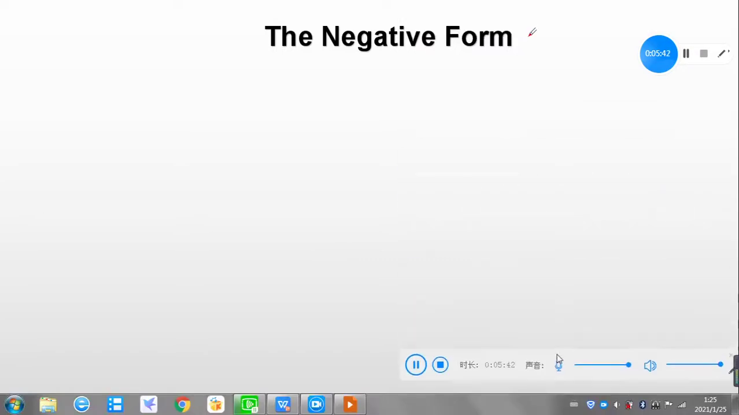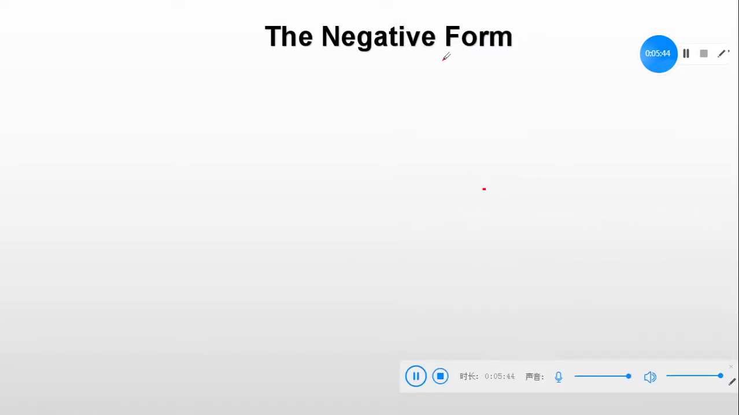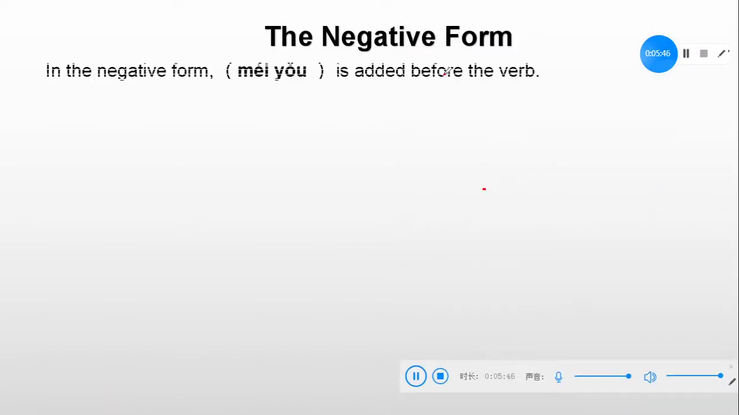So the next page is the negative form. Alright, here it's quite clear. In the negative form, 没有 is added before the verb. Sometimes we can also use a single word to express the negative, which is 没. You can use 没 or 没有. Now we know this negative word should be put before the verb.